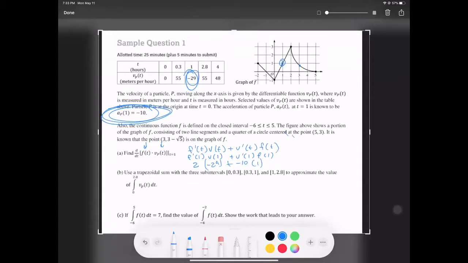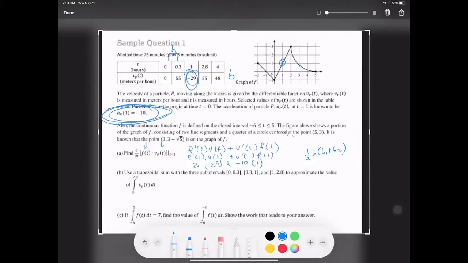So use a trapezoid sum with the subintervals from 0 to 0.3, 0.3 to 1, and 1 to 2.8 to approximate the value of the integral. Great. So that's trapezoid rule. That means we're just going to say base times height. So remember, trapezoid is 1/2 height, b1 plus b2. And we're just going to do that 3 times. So we have to figure out which one is your b1, b2. These will be my b's, and this value here will be my height. Oops, darn it. That'll be my height, h.